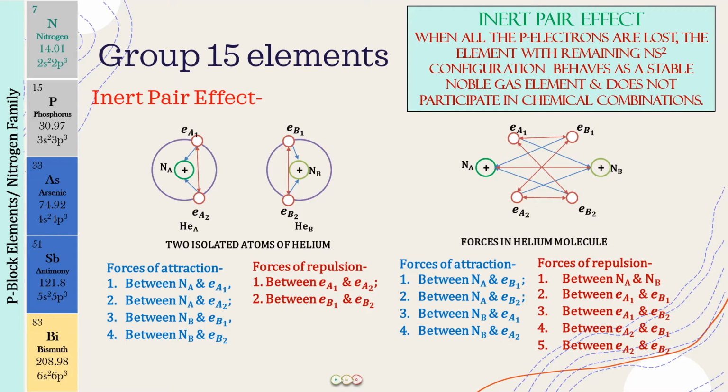All right. So here what you can see is that we have two isolated atoms of helium, and in that you understood that there are going to be forces of attraction also, and there are going to be forces of repulsion also. Attraction is going to be between the nucleus and the electron, nucleus and this electron, nucleus and this electron, and the forces of repulsion are between the electrons. Right, I hope this is clear.